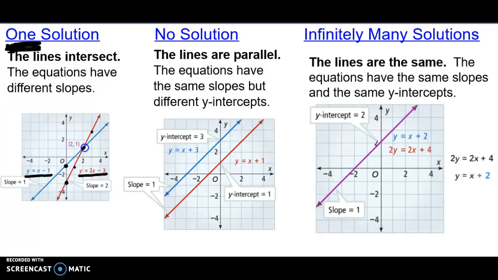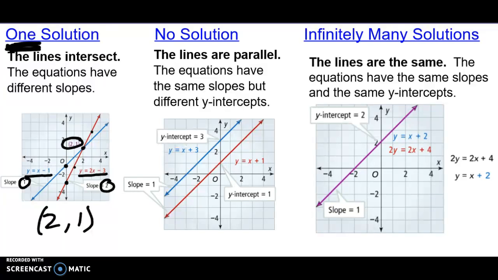So this one place where they cross each other, that is my solution of this system of equations, the point 2, 1. And I can know that just by looking at these equations, which is what we're going to look at today, and identifying the slope. If these lines have a different slope, then they're always going to have one solution.